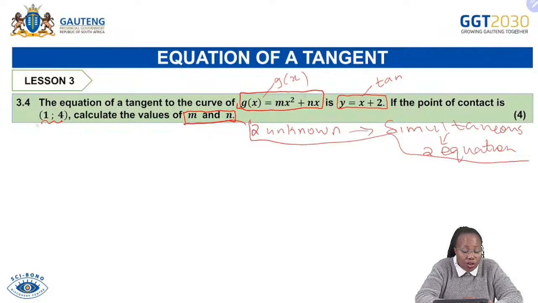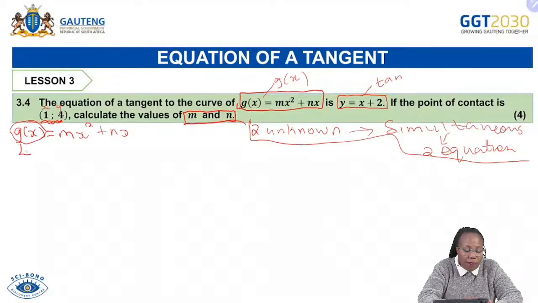For the first equation, we are going to substitute this into the original g at x equal to mx squared plus nx. And then this will be x and y. Remember, this part represents y, it will be 4. And then m times 1 squared plus n times 1, then we have a 4. 1 squared is 1 times m is m, plus n times 1 is n.